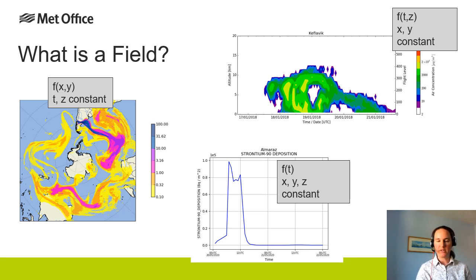But there are many other fields that we might want to request from NAME. So for example, up here in the top right, we might wish to request a field which is a function of t and z. So in this case, x and y, the horizontal location, is kept constant. And of course, we can collapse all bar one of our dimensions. So if we look here at the picture at the bottom, we have data which is a function of time only. So in this image, x, y, and z, the horizontal and vertical grids, are all kept constant.